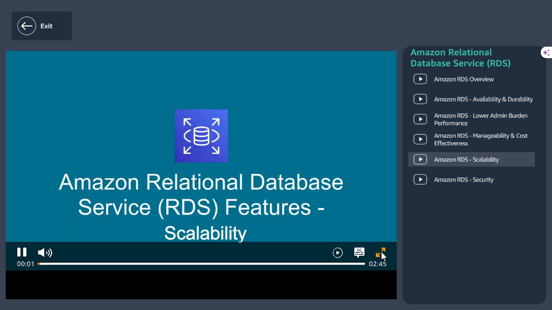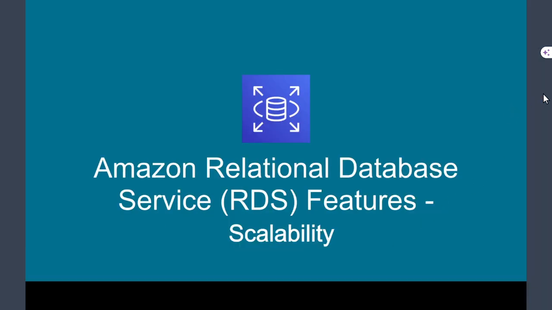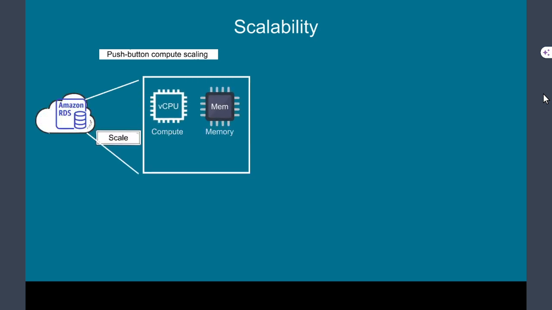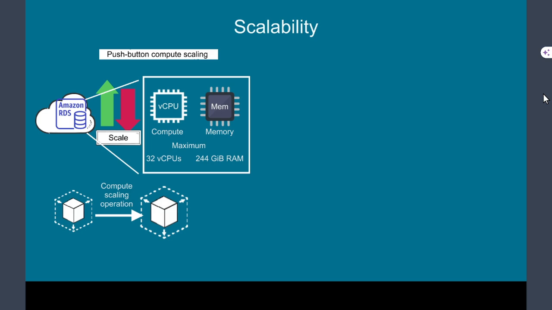Amazon Relational Database Service Features. Scalability. Here are the key features for scalability. Push button compute scaling. You can scale the compute and memory resources, vertically up or down, up to a maximum of 32 vCPUs and 244 GB of RAM. Compute scaling operations typically complete in a few minutes.